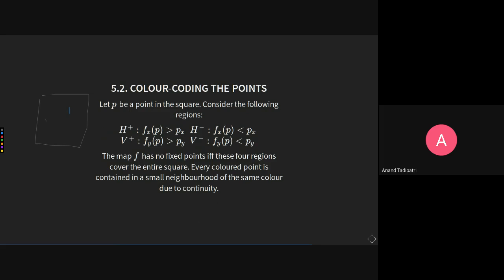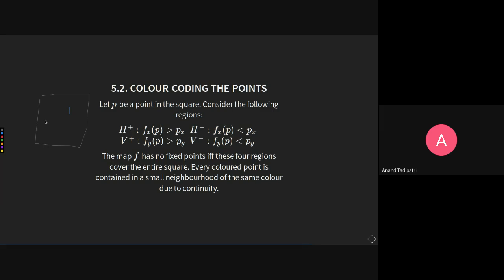So H plus is basically all those points where the image is to the right of the point, in the general rightward direction. It can be a little up, it can be a little down. As long as it's in the general rightward direction, we put it in H plus. Likewise, H minus is where the image lands slightly to the left of the point, again in the general leftward direction. It doesn't have to be exactly on the same line. It can be a little to the left and up, or left and down, and so on, as long as it's in the general leftward direction.